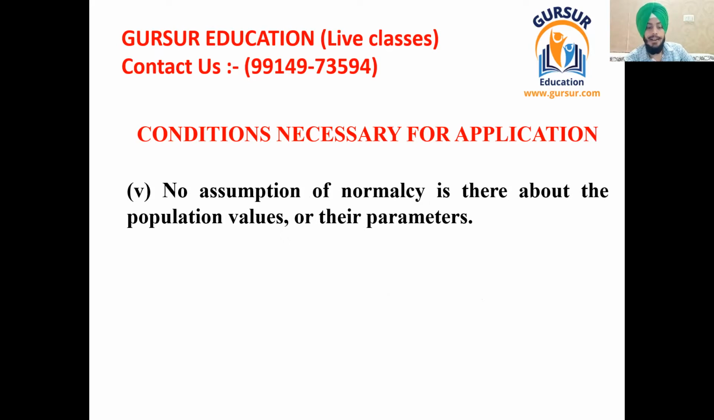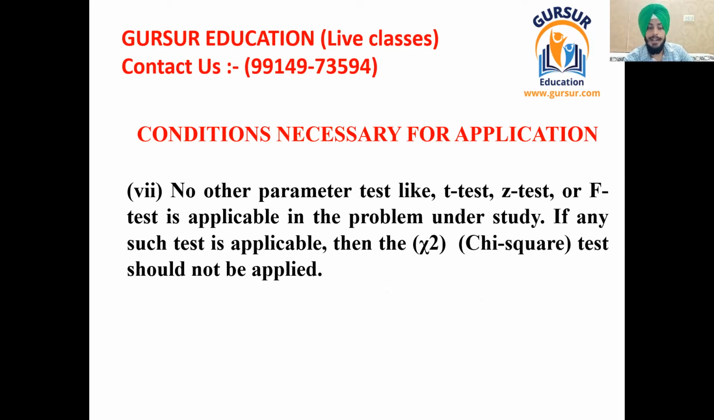And then we talked about how there is no need for taking any assumption regarding the normalcy of a population. Then no other parametric tests should be applicable in the specific case. Only in those cases where the T test, Z test, and F test are not able to be applied is the chi-square test applied. So that was all about the chi-square test, and I believe you would have understood this.